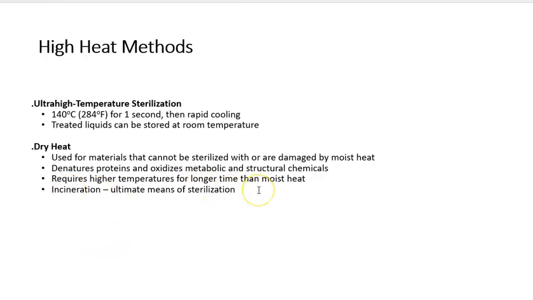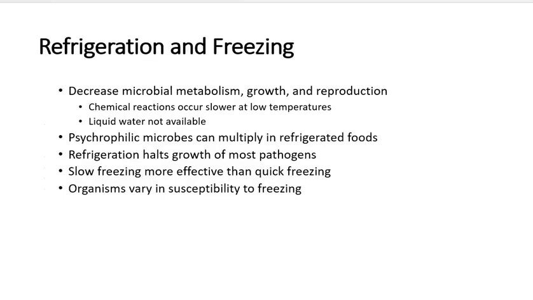Dry heat is also incineration, which is our ultimate means of sterilization. We get rid of everything. But dry heat is not something we usually use, but you use it when you bake. Think about when you put stuff in the oven, well, you're using dry heat, right?